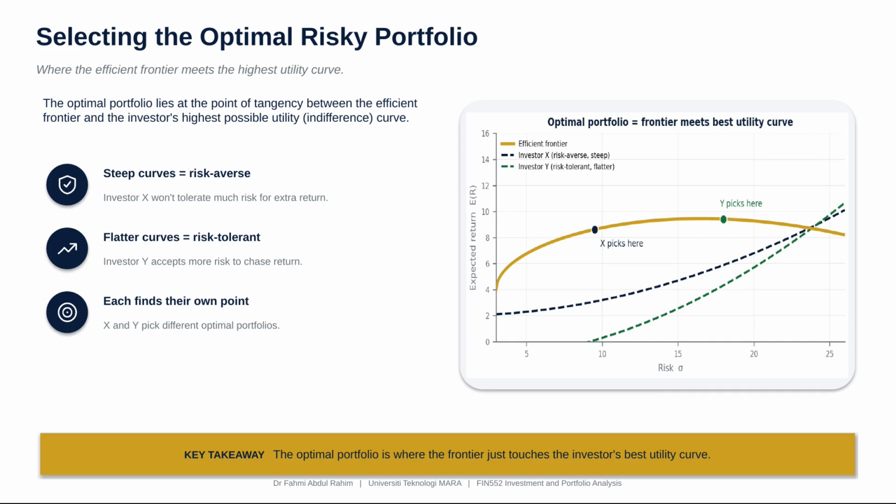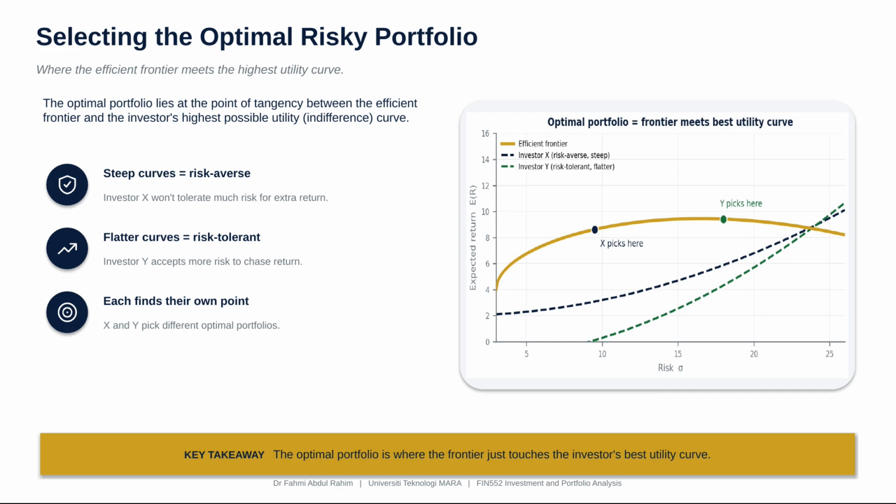So, same menu, different choices. X and Y are both staring at the exact same gold curve, but because their feelings about risk are different, their dashed lines touch the curve in different places. They each walk away with a completely different best portfolio. And both are correct, just correct for different people.